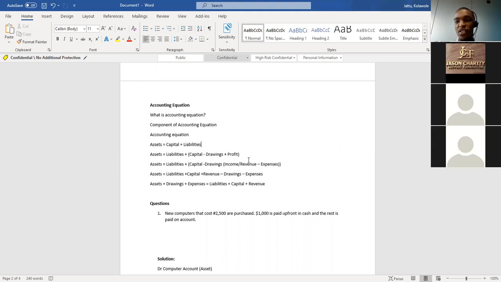Your net profit is coming from your income statement, or your statement of profit or loss. The two are actually the same thing. So before you arrive at your net profit, your net profit is usually your income or revenue minus expenses, right?